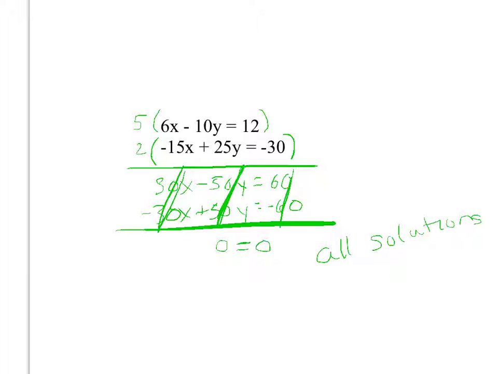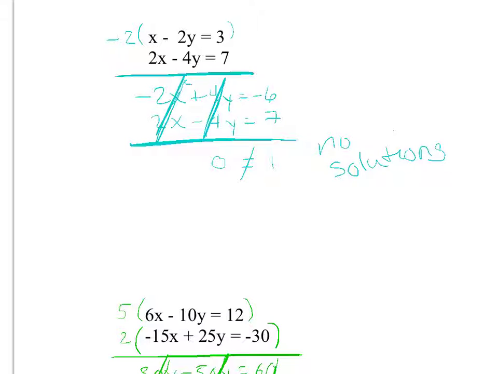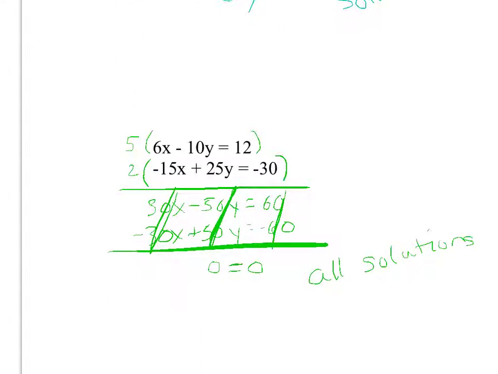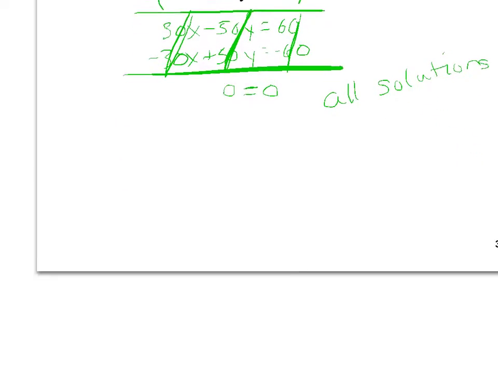So the moral of the story is, if you get an answer like the top where it's not actually equal, so you get something that's not equal, this could happen in substitution or elimination, then your answer is no solutions. If you get something like on the bottom where 0 equals 0 or 5 equals 5 or something that's true, then it's all solutions, and that can happen whether you're doing elimination or substitution.